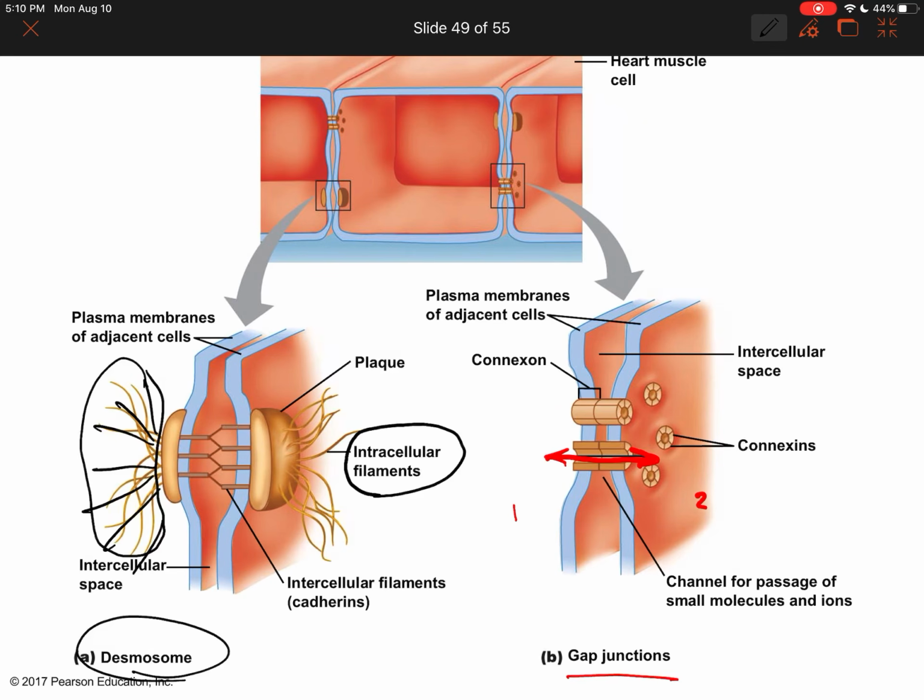So I have examples like your uterus, the skin, and the heart. They have desmosomes because all those organs are, especially the uterus during childbirth, under a tremendous amount of pressure and stress.